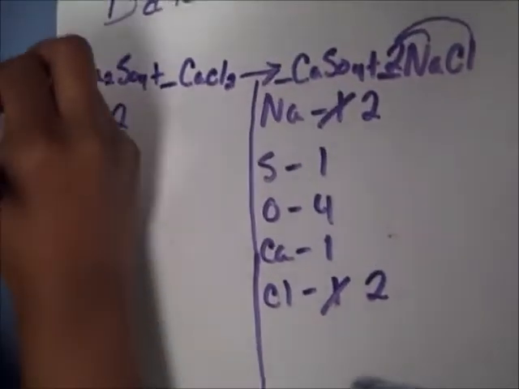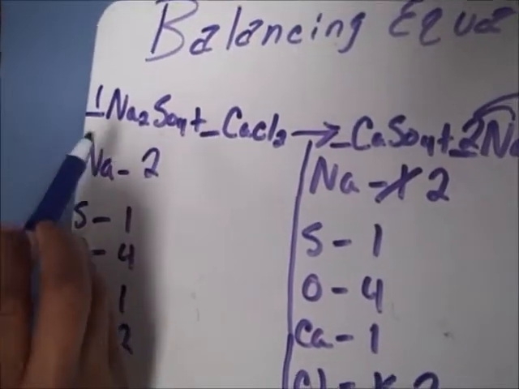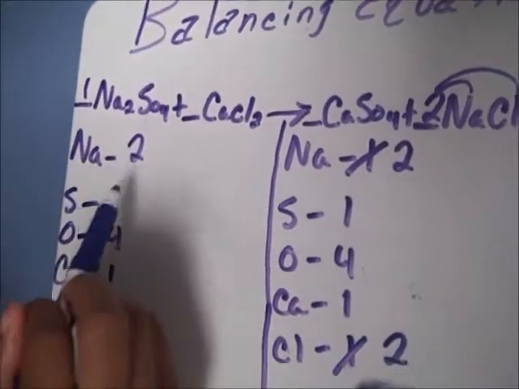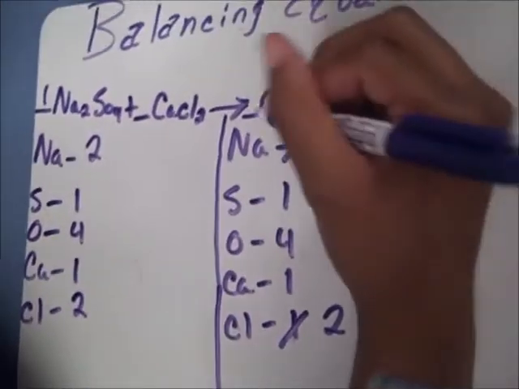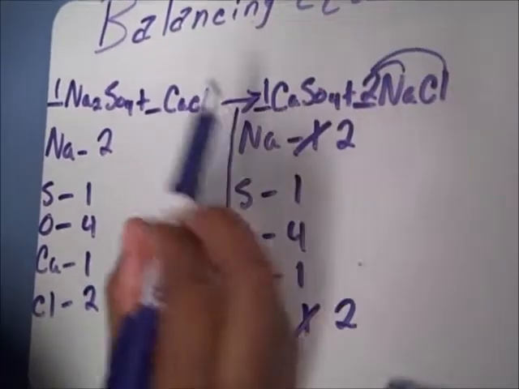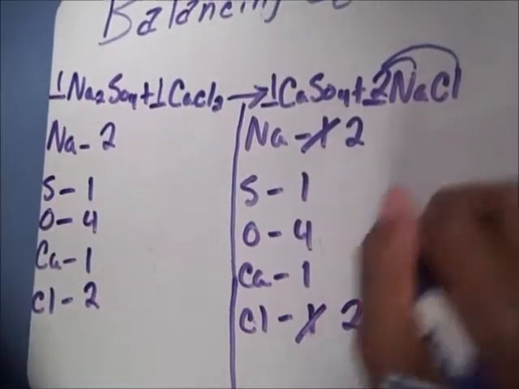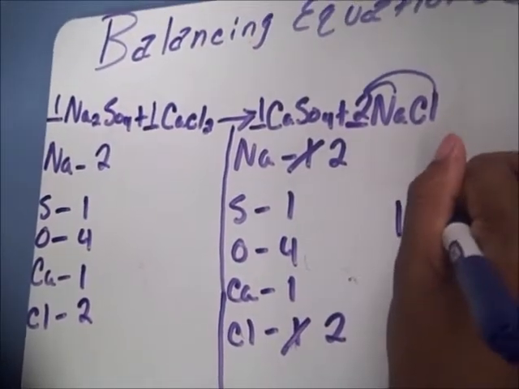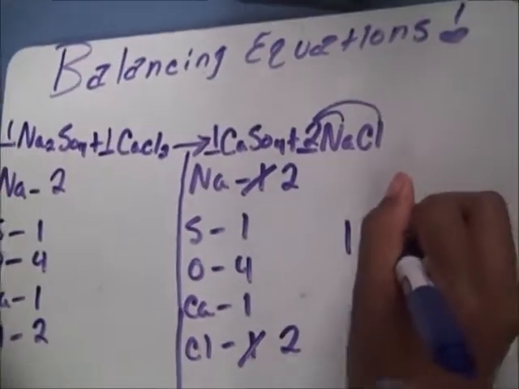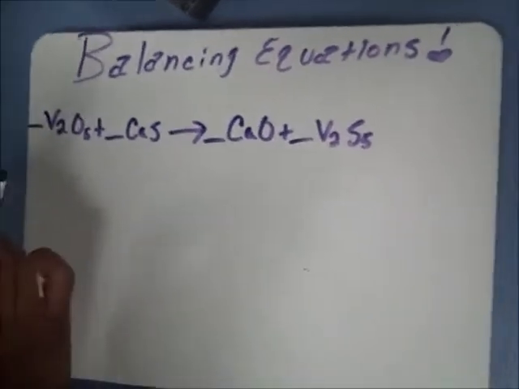And then you can come back up here and put a 1 by your Na because 1 times 2 is 2. And then put another 1 right here. Then another 1. So now your coefficients are 1, 1, 1, 2, and you put the commas right there. Done.